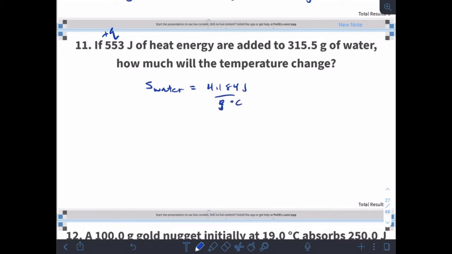So we've got Q, we've got our mass, and we have our S. In this question, we're asked how much will the temperature change? So what is delta T? Let's get delta T by itself by dividing both sides by ms.